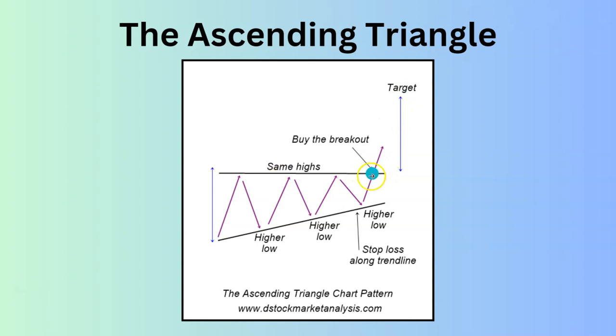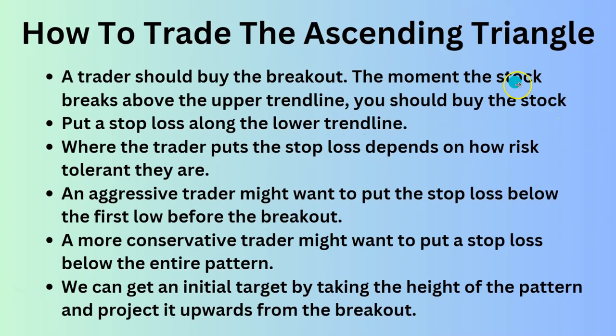We call this a volatility contraction pattern. And the volatility contraction pattern is actually very powerful, because when a pattern contracts, eventually what happens is price action will expand again, and it's good for us if we want to buy the stock. So how do you trade the ascending triangle?